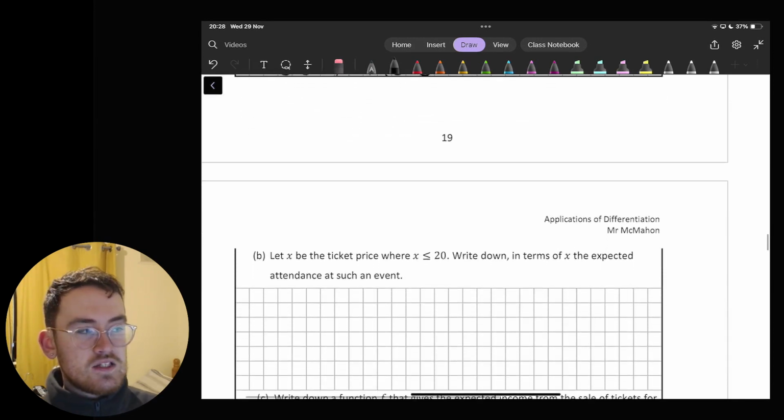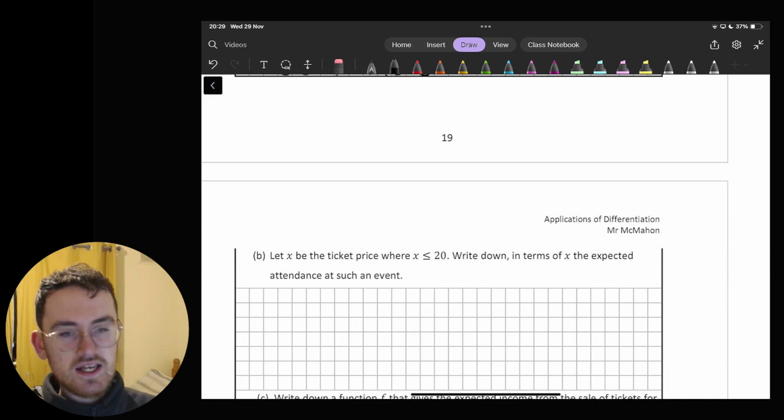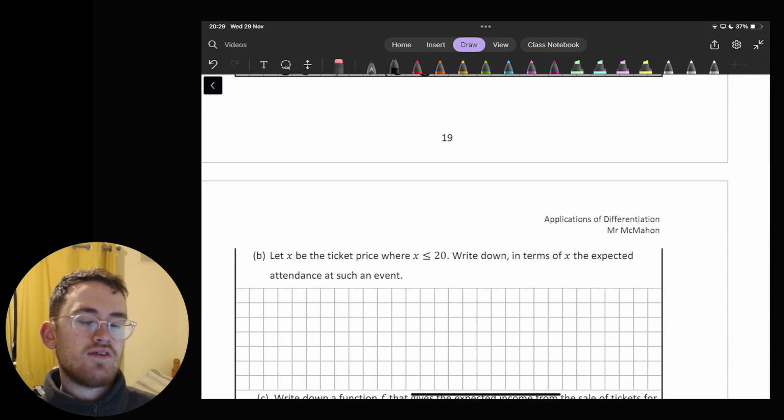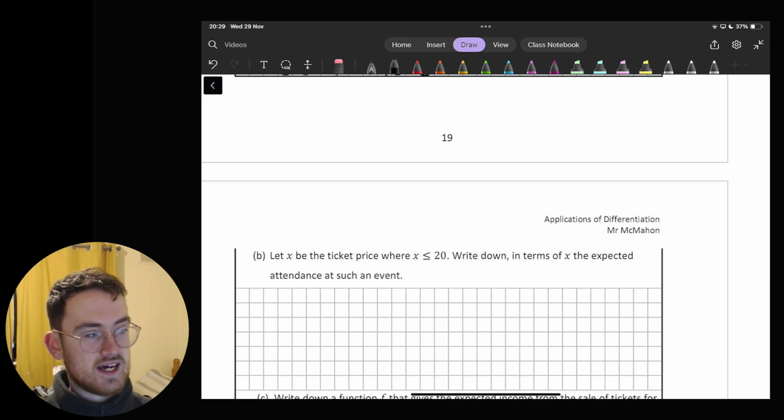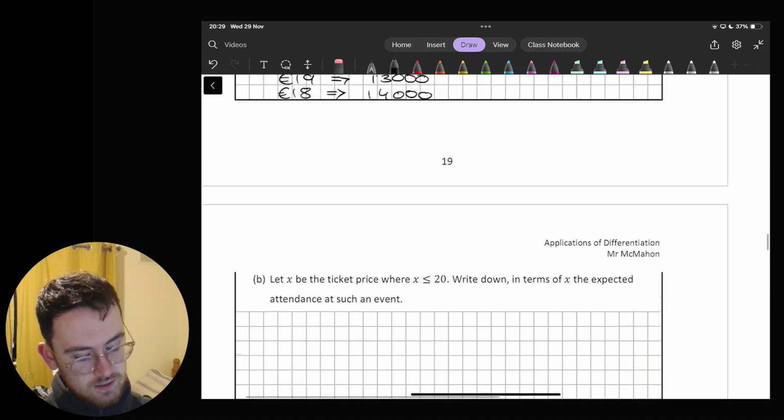If we let X be the ticket price, where X is less than or equal to 20, write down in terms of X the expected attendance at such an event. Okay, attendance, I assume from that we're looking at the kind of price or idea that we might get there.